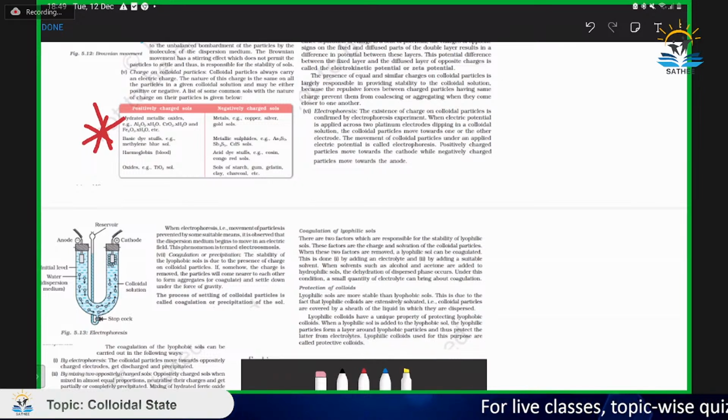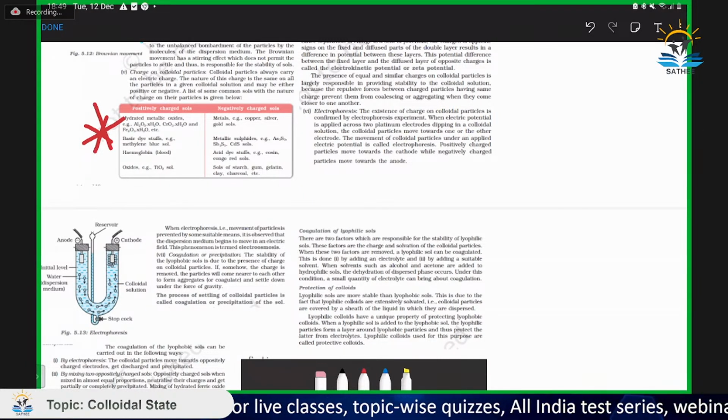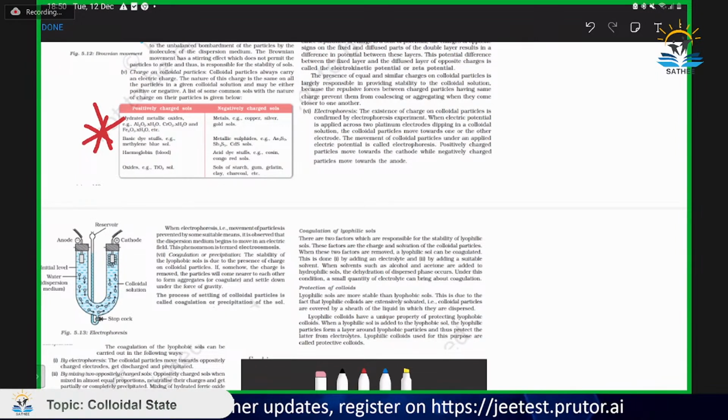Basically electrolysis. One second. By applying charges, they're going to create a potential, and since the particles are charged, they go to either cathode or anode depending on the charge. Positively charged particles move towards the cathode while negatively charged particles move towards the anode. When electrophoresis, that is movement of particles, is prevented by some suitable means, it is observed that the dispersion medium begins to move in an electric field.